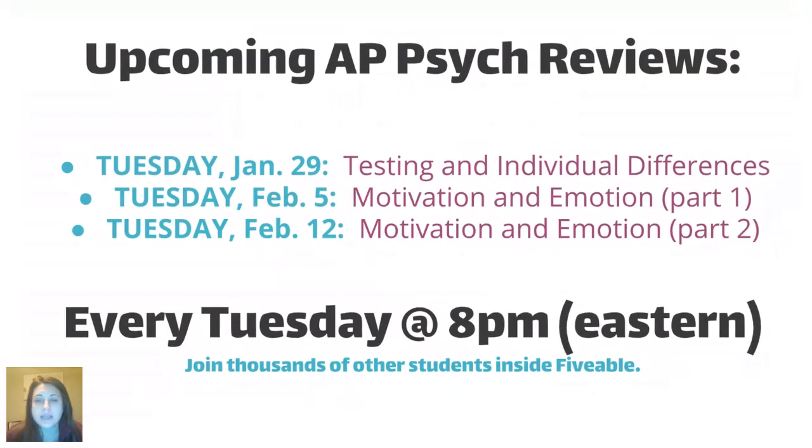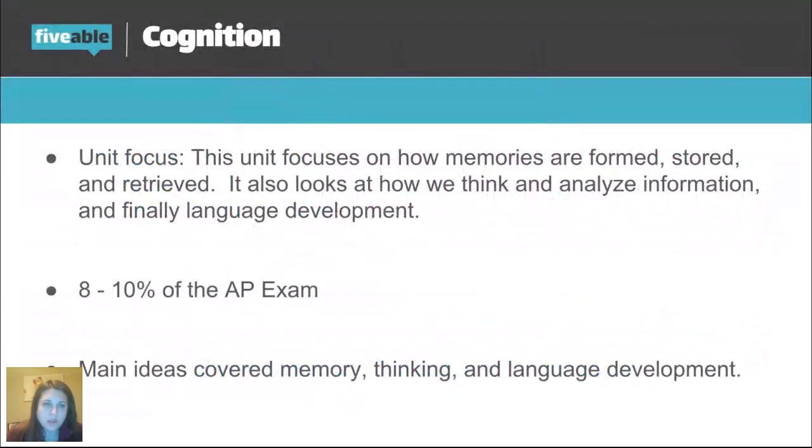So to recap the cognition unit so far, we've talked about memory formation, memory storage, memory retrieval, how we think about and analyze information, and then finally tonight we're talking about language and language development. Again, this is an 8 to 10% unit of the AP exam, so it's a heavy hitter, which is why we broke it down into 3 separate nights so that we can hopefully focus on all the different aspects of it, make sure we all understand.